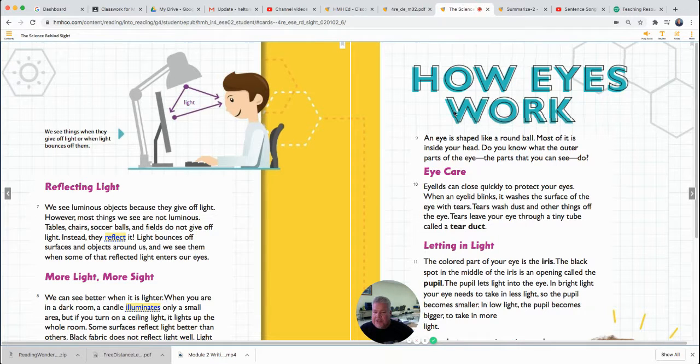However, most things we see are not luminous. Tables, chairs, soccer balls, and fields do not give off light. Instead, they reflect it. Light bounces off surfaces and objects around us, and we see them when some of that reflected light enters our eyes.